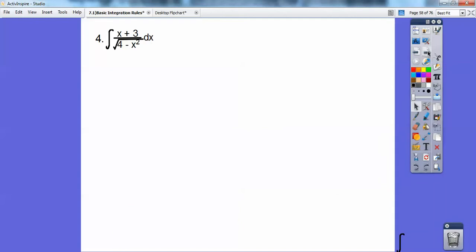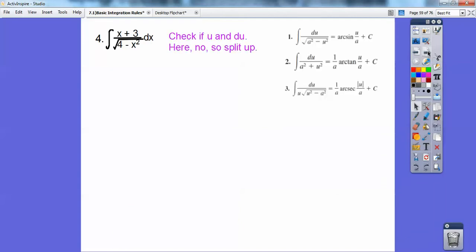Okay, so the trick on this one here is to see if you can do a u and a du, and you find out that you're going to run into a dead end. This kind of looks like it might be arc sine right here, but this x plus 3 is not just du right there, so I can't do a u and du. So if you split them up, you can do this right here.